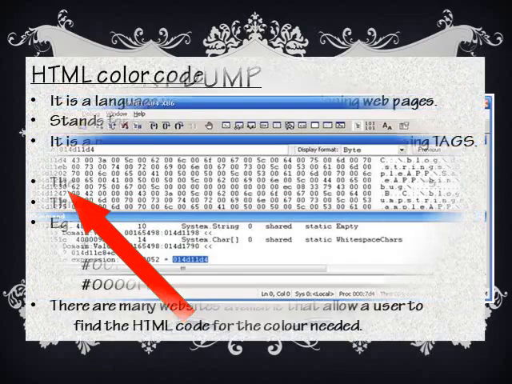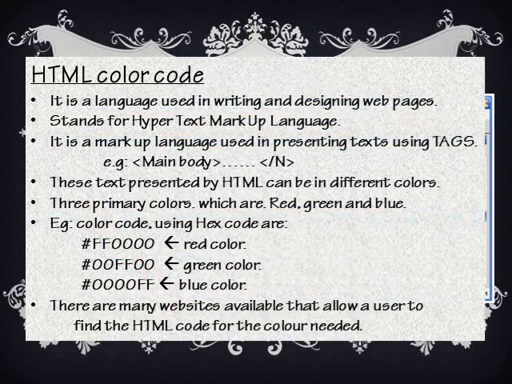Next. What is an HTML color code? HTML is a language used in writing and designing web pages. It stands for Hypertext Markup Language. It is a markup language used in presenting text using tags. The symbols of less than and greater than are used to present tags. There are examples in your textbook, you may refer to page 10.